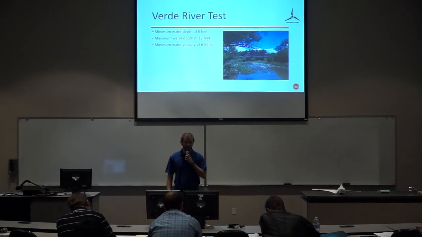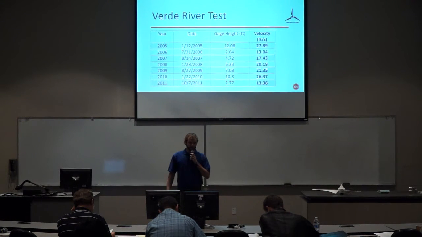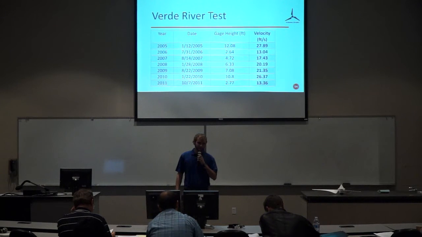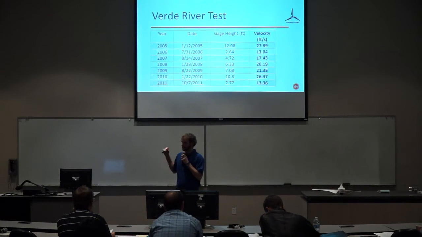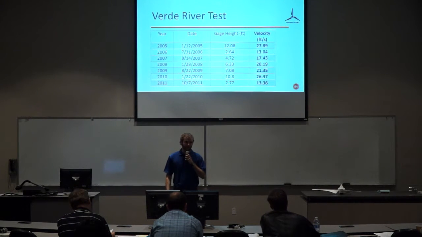Our real world test is going to be in the Verde River. We're going to need a minimum water depth of 6 feet, a maximum water depth of 12 feet. Anything over 12 feet, we will not have visibility in order to submerge our structure. We also are going to need a minimum water velocity of 6.5 feet per second. This is due to our low cut-in speed. However, for the past 7 years at the Verde River in Paladin, Arizona, the water velocity has been double our low cut-in speed, up to as much as 27.89 feet per second.